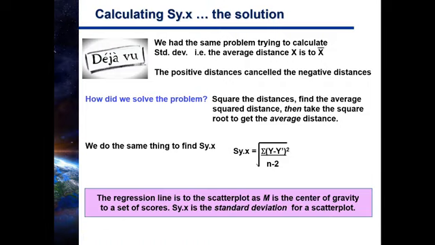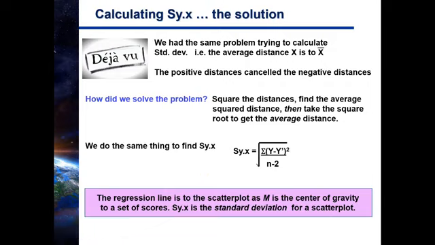And just like S, if you were to calculate standard deviation for a set of x's, for a data set, standard deviation is the average distance points are to x bar. Let me say that again. S for a set of x's, standard deviation for a set of x's, is the average distance x is to x bar, or x is to mu. Sy dot x is the standard deviation for a scatter plot. So this time, it's the average distance y is to y prime. But the concept is the same. They're both measures of standard deviation.